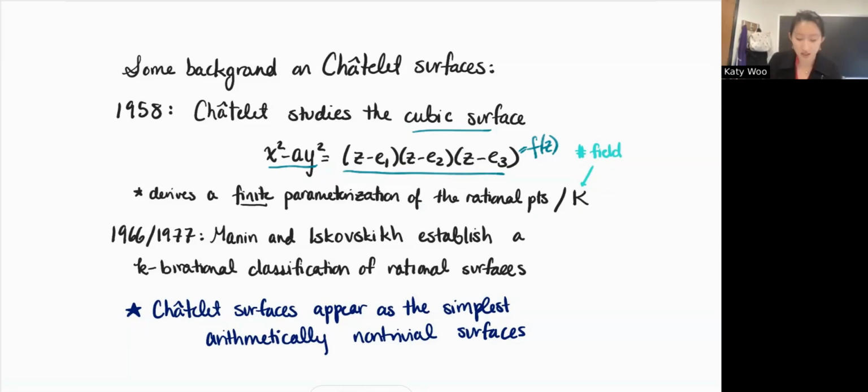Then later, in 1966 and 1977, Manin and Iskovskikh established a birational classification of rational surfaces. And in this classification, these Châtelet surfaces, as defined in the previous slide, appear as some of the simplest arithmetically non-trivial surfaces. One of the reasons we care about Châtelet surfaces is they often serve as test cases for studying problems like the existence of rational points, the Hasse principle, weak approximation. They're also examples of surfaces that are not toric varieties or homogeneous spaces.